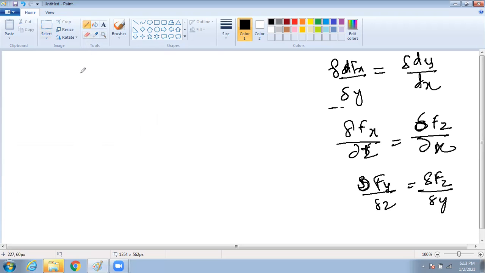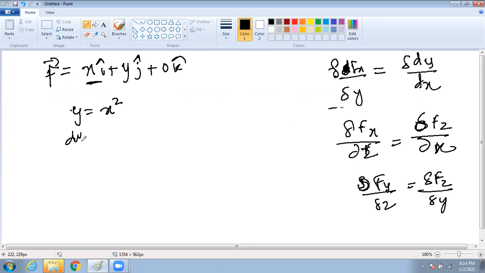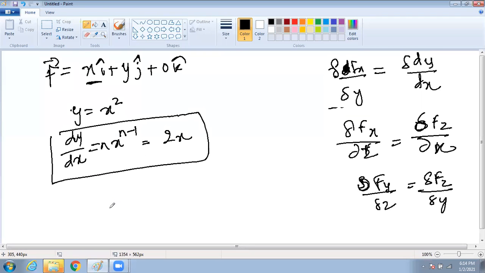Okay. So when I say force is conservative, I have a force which is x i cap plus y j cap plus 0 k cap. Then when I say ∂Fx/∂y, it means I am differentiating this component with respect to y. Now tell me, y is equal to x square. If I say dy/dx, it means what? x to the power n, n x to the power n minus 1, which is equal to 2x. Yes or no? This you would have learned. Y is a dependent variable, x is an independent variable, and you are differentiating with respect to x.